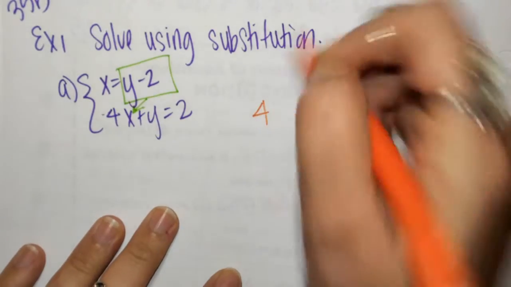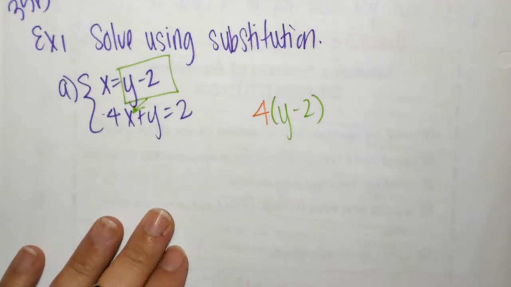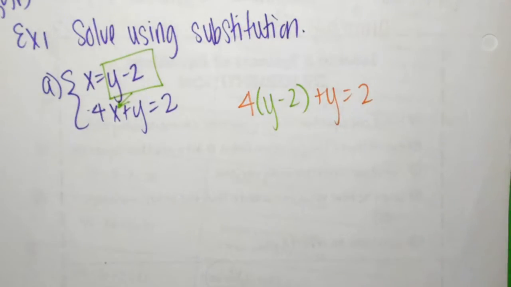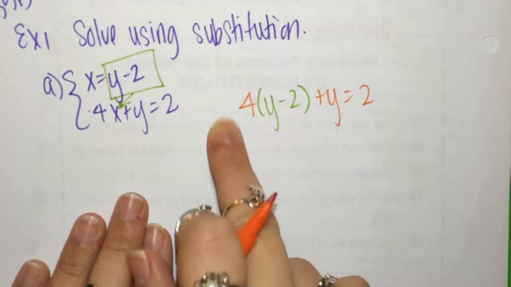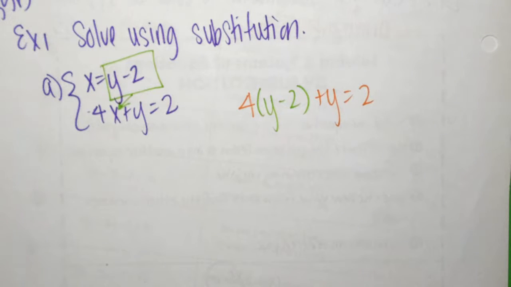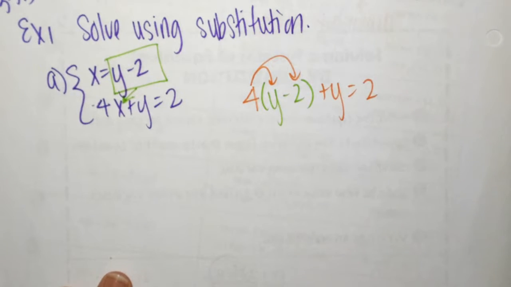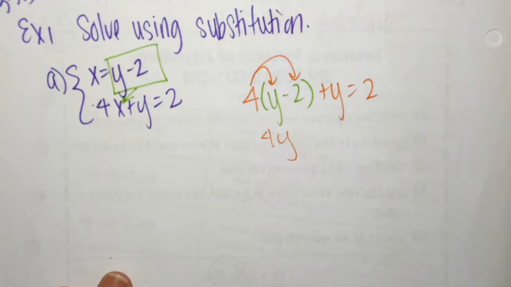Alright, so it's 4 times y minus 2 plus y equals 2. Now, this time we replace the x with what it equals. So do we have only one variable? They're the same, correct? And that's what we're looking for. So did we do it right? What is the next step? Distribute. Alright, what's 4 times y? What's 4 times negative 2?